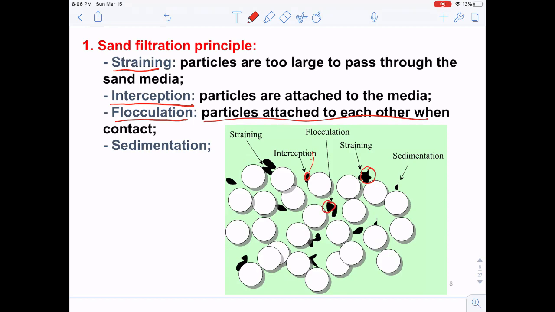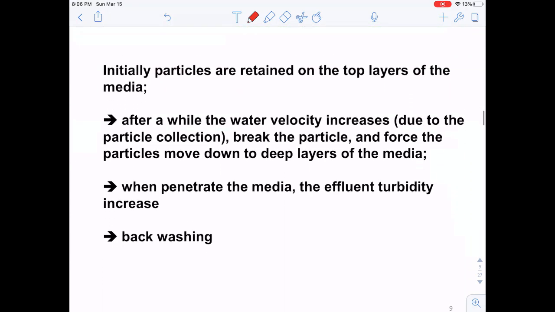Let's say we already have some particles on the surface of the sand, and then another particle passes through; they can get attached. And there can also be sedimentation, which simply means that the particles are so large that, by gravity, they get collected onto the sand particles. Okay.